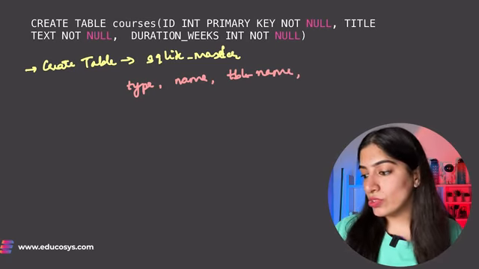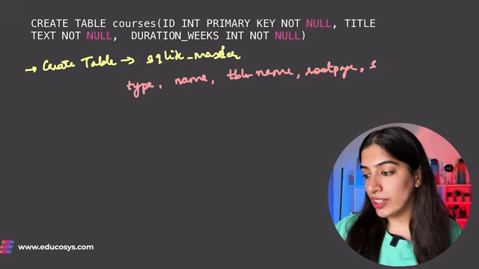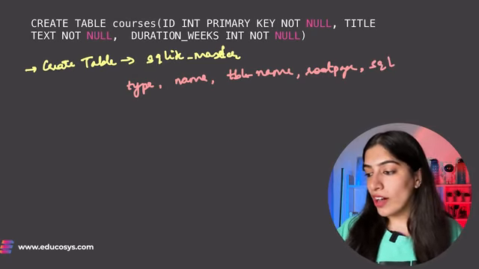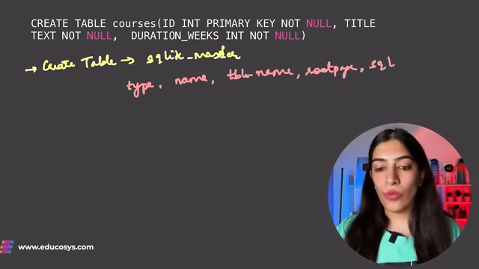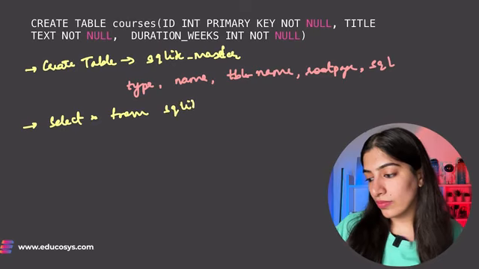And after that there was root page number. And then there was the SQL text, correct? So this was the schema of the SQLite master. Now after we created the table, what did we do? We did select all from the SQLite master.